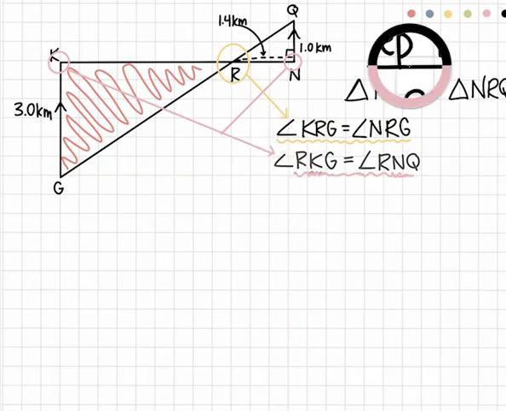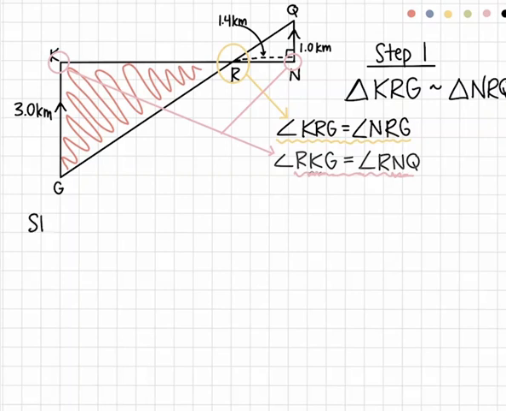Okay, let's move to step 2. Do you remember what step 2 is? Step 2 is we need to find the scale factor. So step 2, I have to find my scale factor, which is K. I'm going to add a second line under these like I did before.